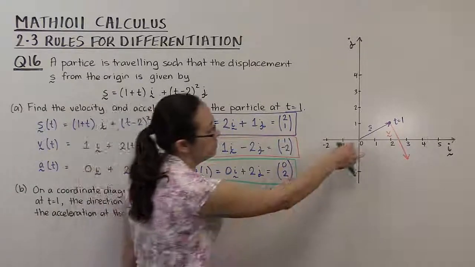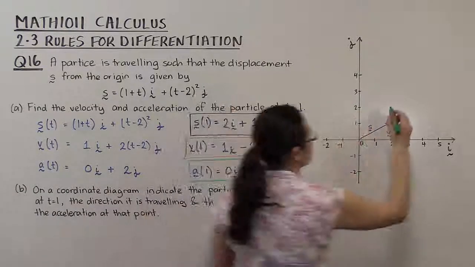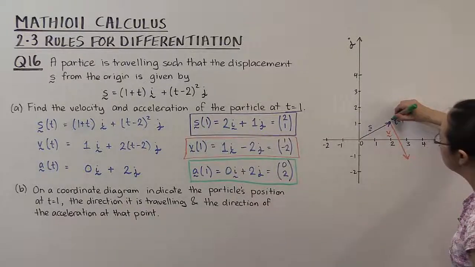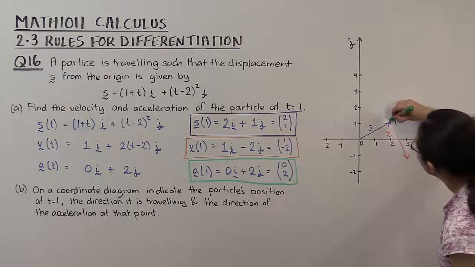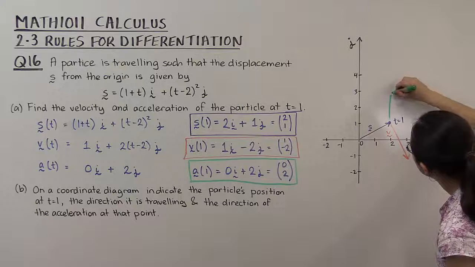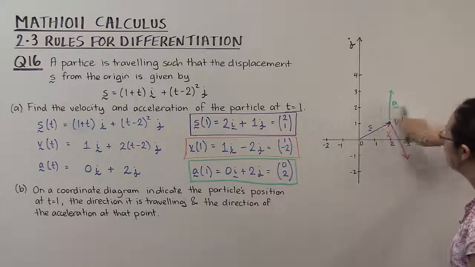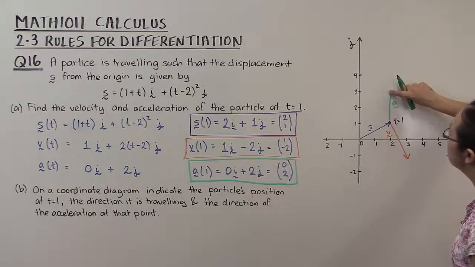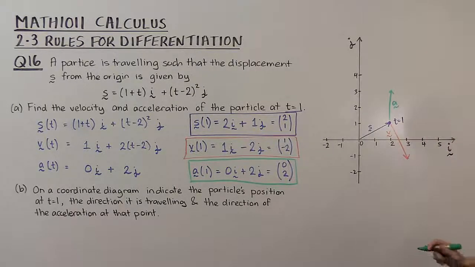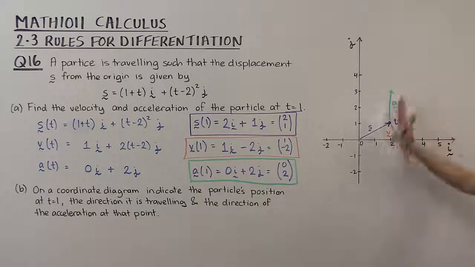Again, you could draw the vector at the origin, but it makes much more sense, I think, to draw it where the particle is. So this is my acceleration: 0 in the i direction, but 2 up in the j direction here. So this is where the particle is, this is the direction it's travelling in, but the force is moving up at 0, 2. In fact, the force is always like that.